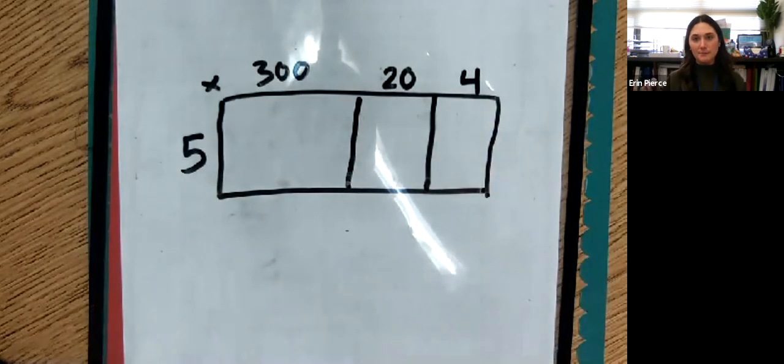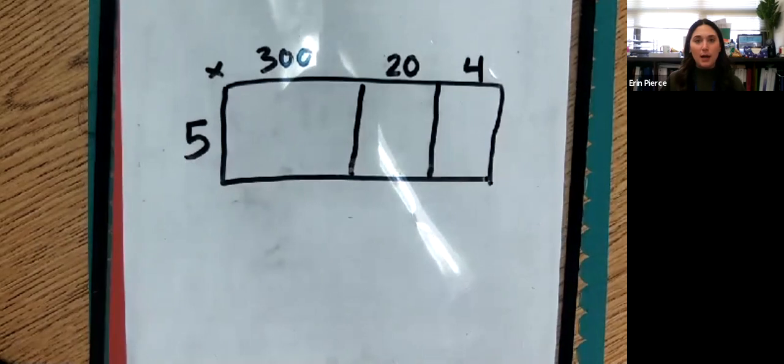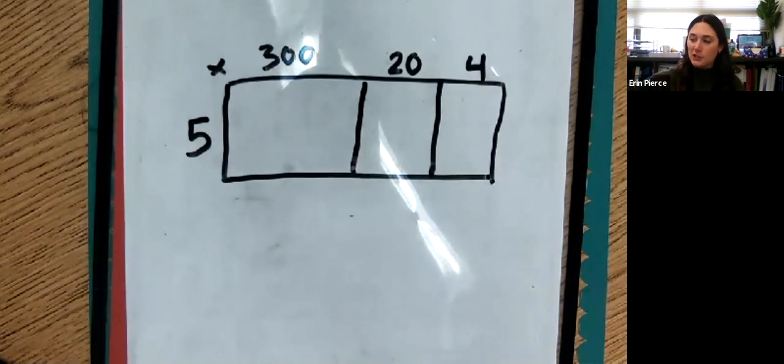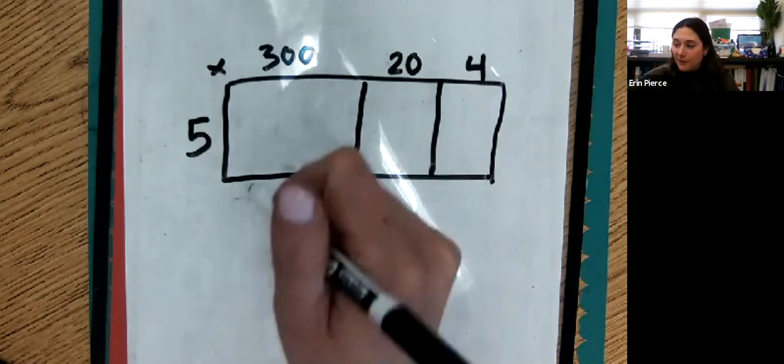Let's walk through this. Do you have your area model drawn? It should look like what I have. Let's do this first block. What is 300 times 5? Charlotte. 300 times 5 is 1,500. Yeah, 1,500.